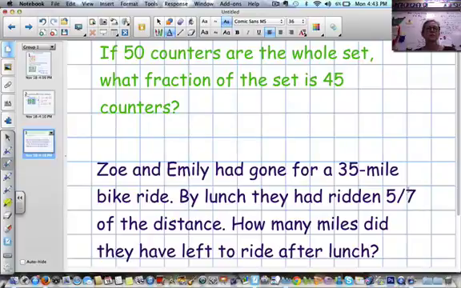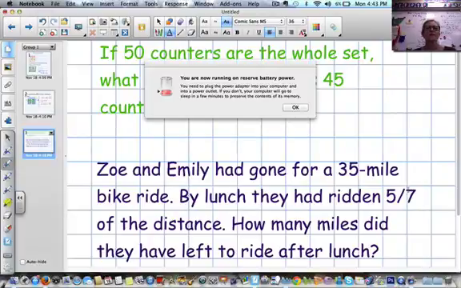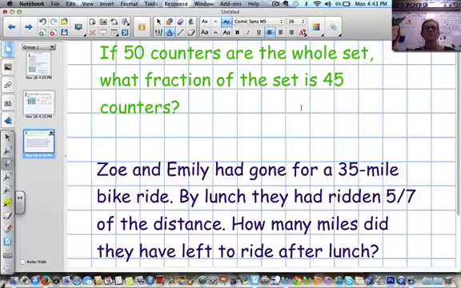All right, so here are the 2 problems you're going to try on your own, and make sure that you put this in your Cornell notes. So if 50 counters are the whole set, what fraction of the set is 45 counters? All right, so going through this, remember that you can always use the unit fraction to help you solve the problem. And then the second problem, Zoe and Emily had gone for a 35-mile bike ride. By lunch, they had ridden 5/7 of the distance. How many miles did they have left to ride after lunch? All right, so again, use the unit fraction anytime you can to help you.